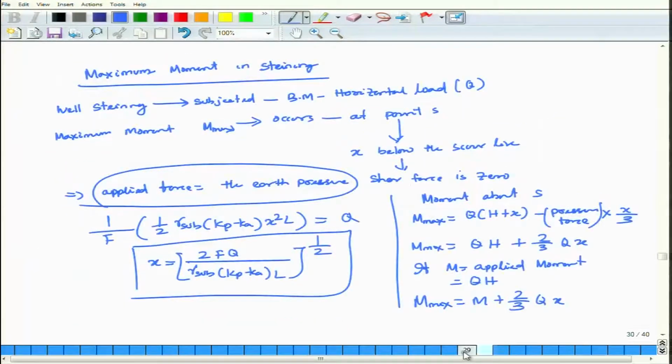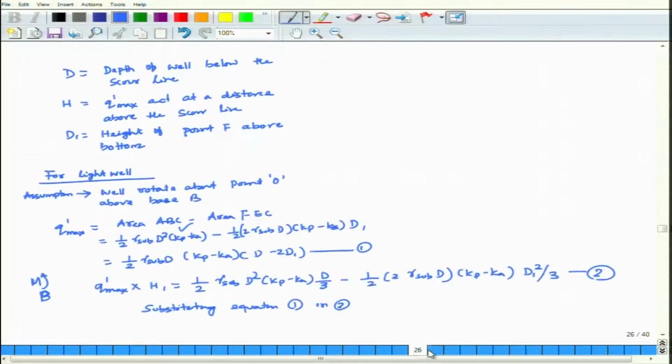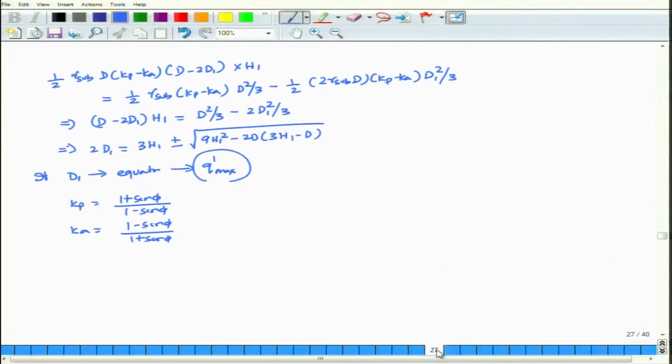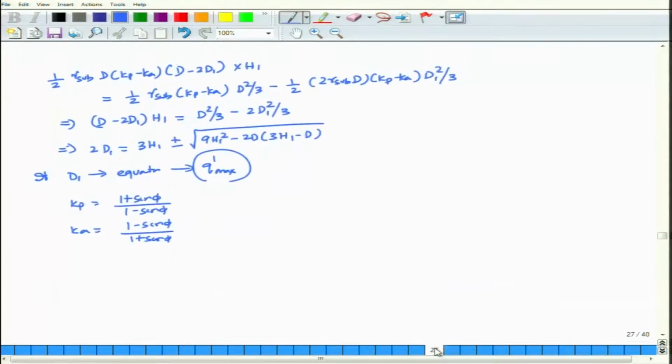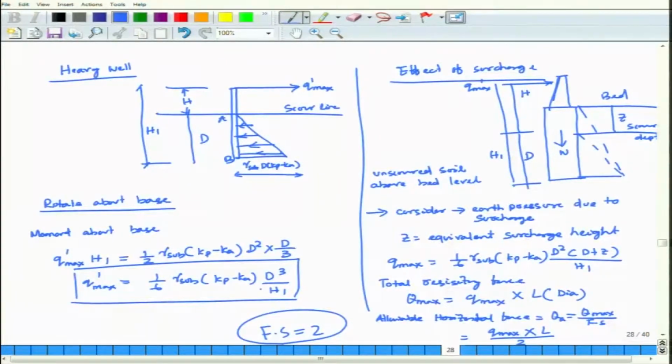If I come back to here, let us see. For light well case, this is your 2D1 is equal to 3H1 plus minus root over of 9H1 square minus 2D into (3H1 minus D). Putting this, we can find the value of D1. Once you get the D1, then putting this value, Q maximum, we can find half gamma submerged D (Kp minus Ka) (D minus 2D1). Then for heavy well, this is your formula.